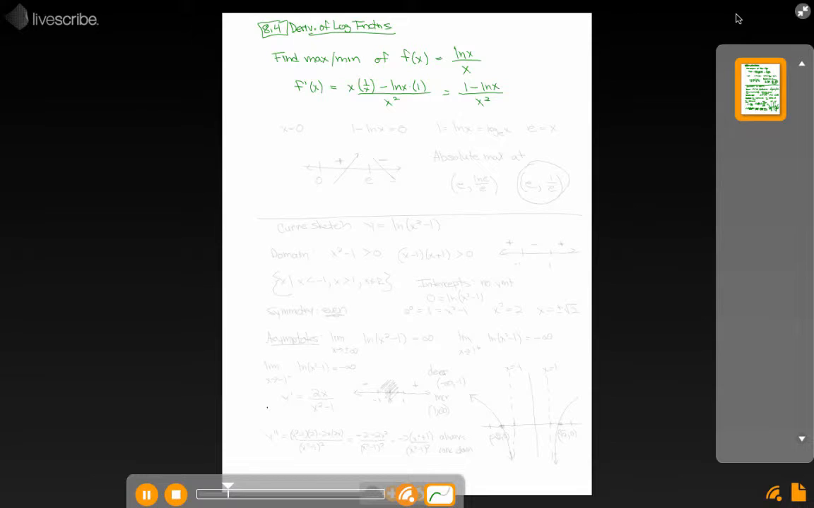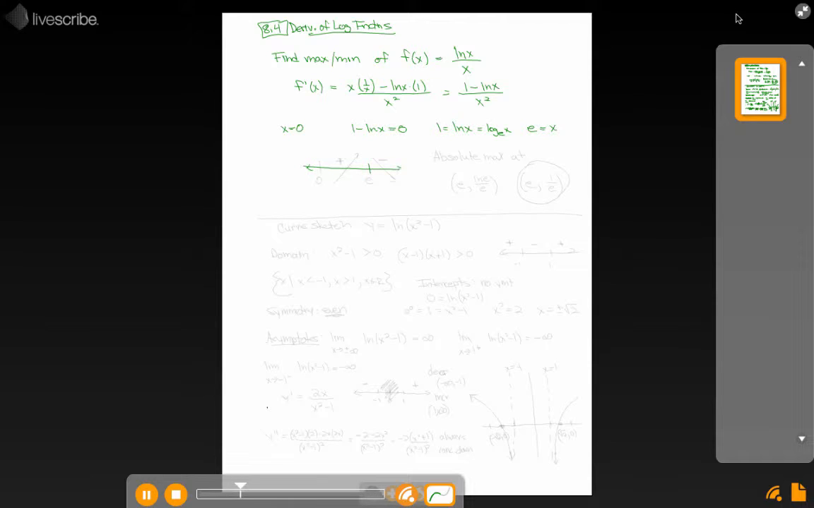But if I look at what critical values I have, x equals 0 I suppose is one of them, but the more important one that I'm really going to look at is what makes 1 minus ln x equal to 0. And that is if 1 equals ln x, which means, and remember that this is log base e of x, so e to the 1 equals x.